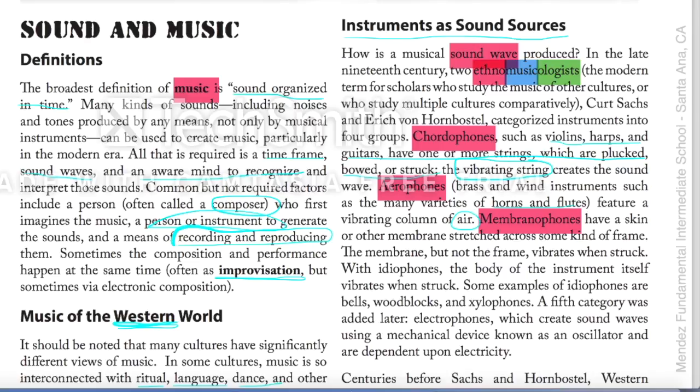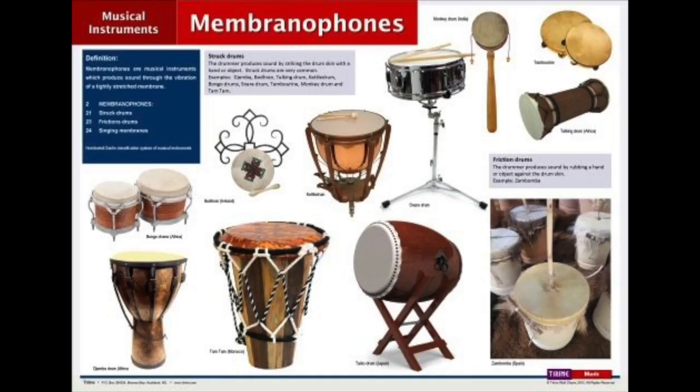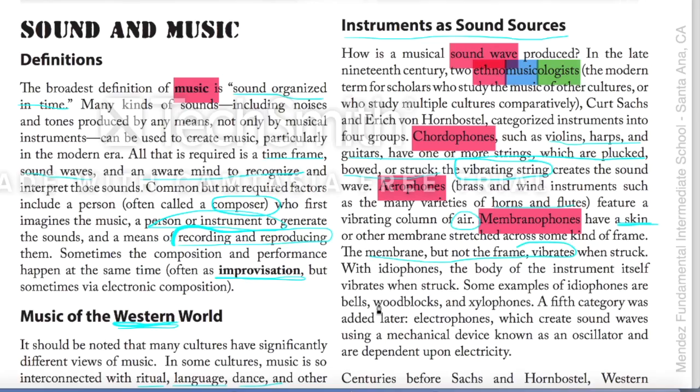Okay, so once again, that skin. Think about what kinds of instruments have a skin that's very thin and can be punctured. Well, do you guys know? Probably drums, maybe, right? The membrane, but not the frame, vibrates when struck. So when the membrane vibrates, it makes a noise. With idiophones, the body of the instrument itself vibrates when struck.